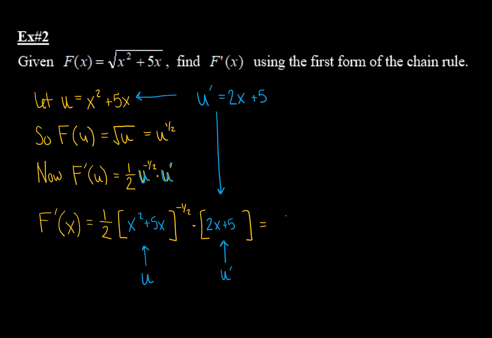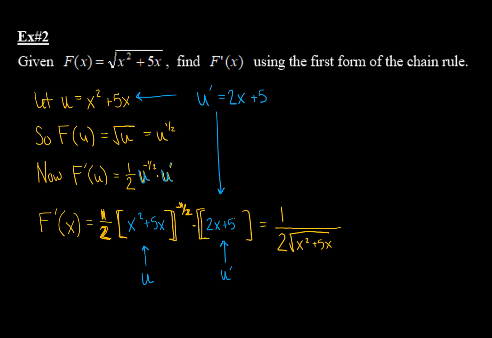Next, I'm going to simplify. So I've got a fraction here, right? So this 1 is going to go in the top part of the fraction. This 2 is going to go in the bottom part of the fraction. These things right here are all going to go in the denominator because the exponent is negative. And instead of writing it to the 1/2 power, I'm just going to go ahead and put it back in root form.